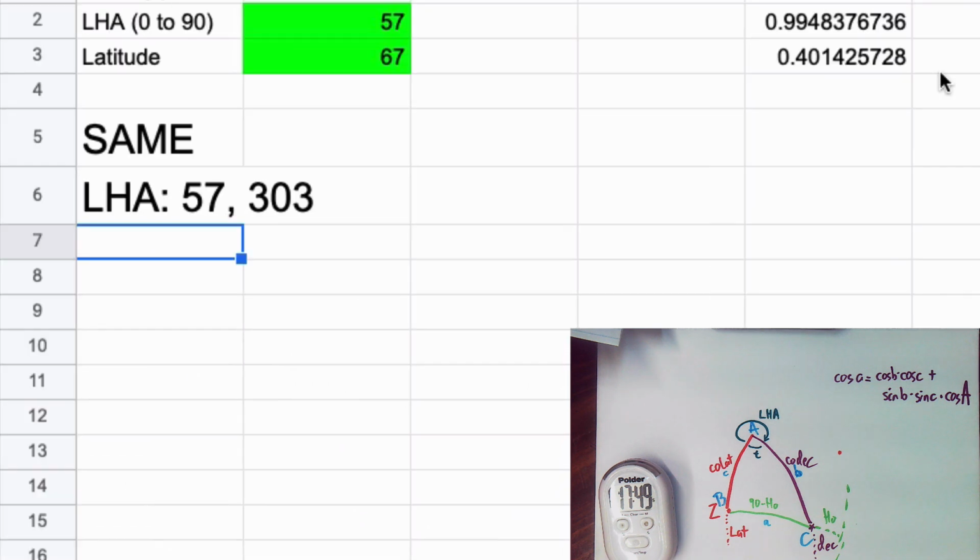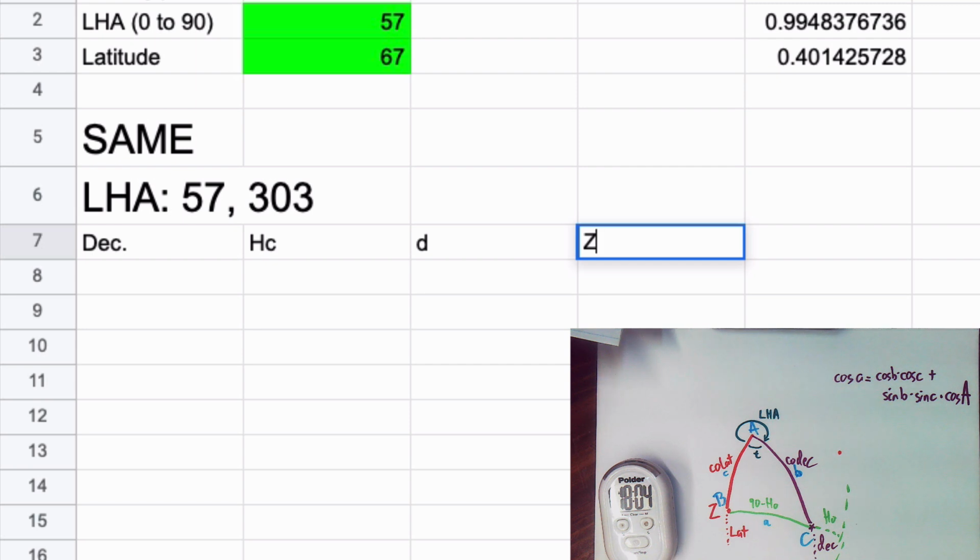Where's my spreadsheet? Okay, so I'm going to have DEC, capital DEC, declination. We'll do h sub c. We'll do little d. And we'll do capital Z for azimuth. Now, our declination is going to go from 0 to 90.